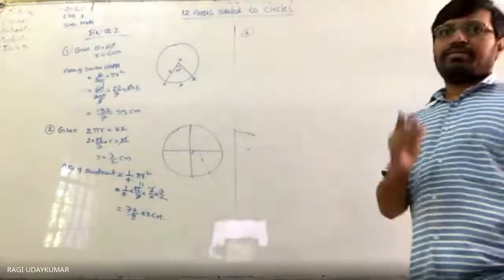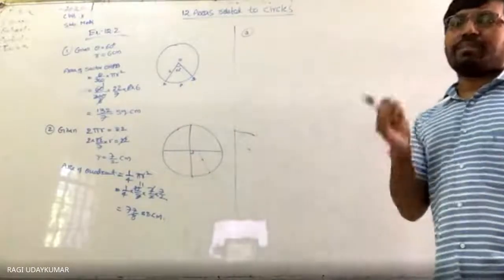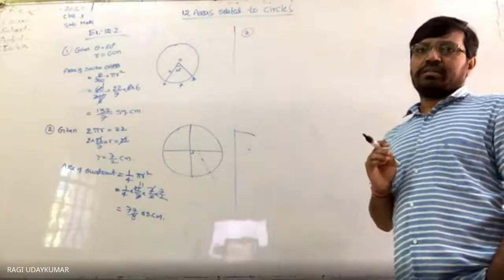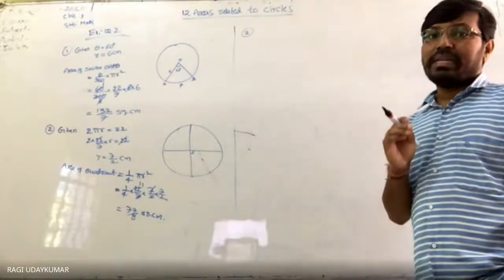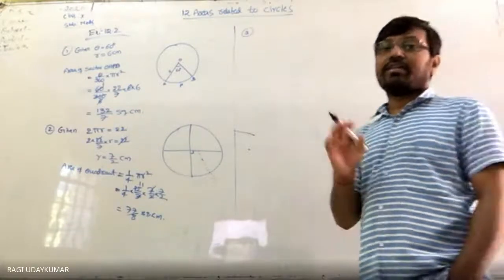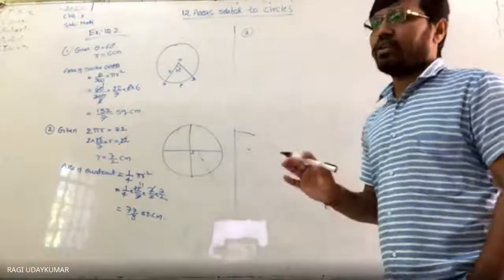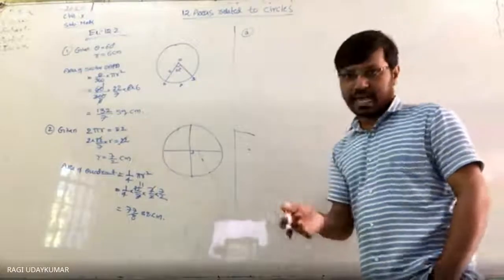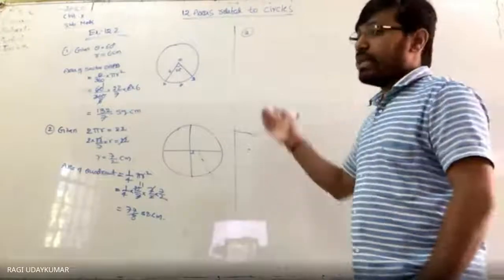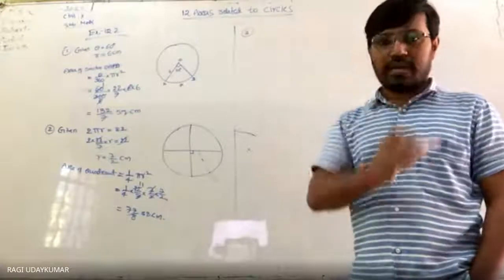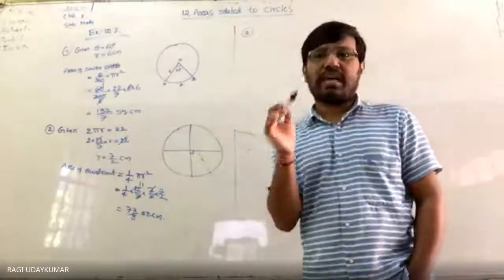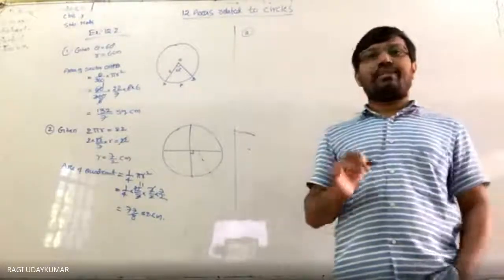Third one. The length of the minute hand of a clock is 14 centimeters. A clock has a minute hand and an hour hand. That length is given to you. Whenever the minute hand moves, it forms a circular shape, and its radius is indirectly given as 14 centimeters.